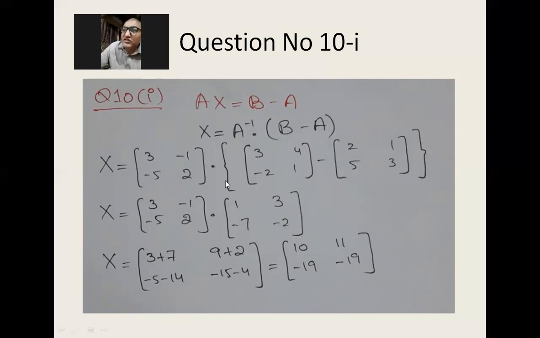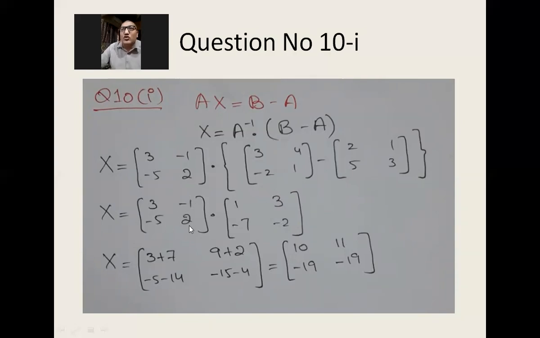This as it is, dot, and then 3 minus 2, it will be 1. 4 minus 1, it will be 3. Minus 2 minus 5, it will be minus 7. 1 minus 3, it will be minus 2. Now these two matrices, they are multiplying with each other. So from the first matrix, I will take the row. From here, I will take the column. So 3 ones are 3, minus 1 times minus 7, that's plus 7. Now the first row will multiply with the second column. So 3 times 3, that's 9, minus 1 times minus 2, that's plus 2.